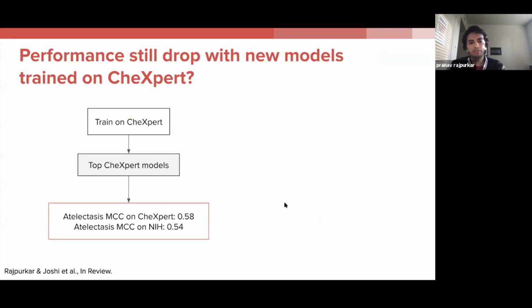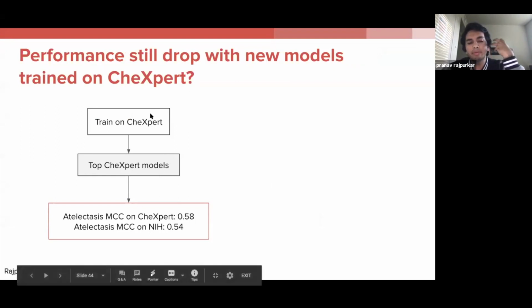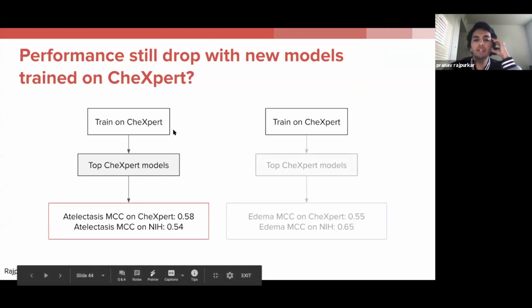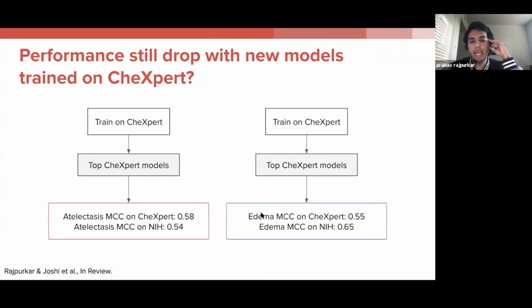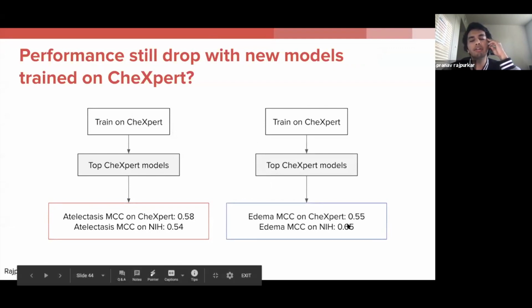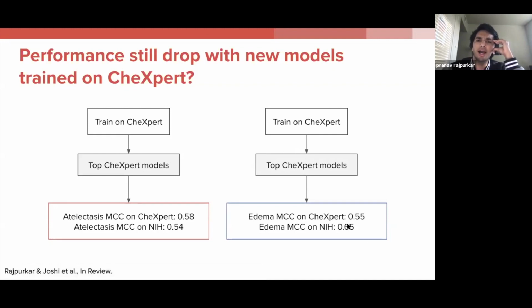And so we looked at some of these models now that people have submitted and looked at, okay, do you actually now see a drop in performance? So you train on the CheXpert data set, and then you apply it on another data set from a different hospital, and you can see, okay, there's a drop in performance. But you look at another disease, and you see there's actually an increase in performance. And we were just scratching our heads here. How can you have an increase in performance when you go to a different hospital?